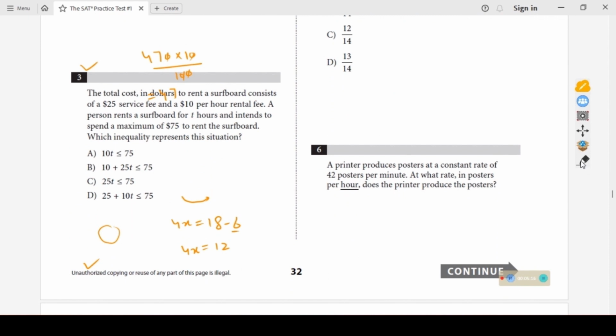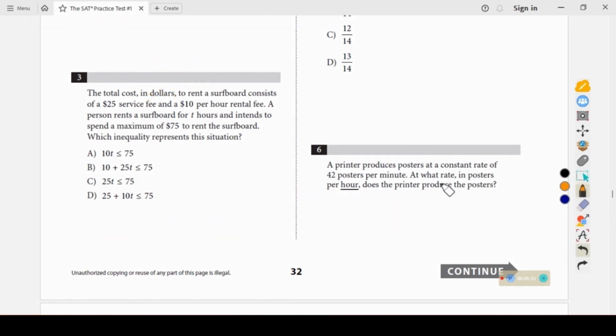Our third MCQ is, the total cost in dollars to rent a surfboard consists of a $25 service fee. Here $25 is the service fee and $10 per hour is the rental fee. A person rents a surfboard for 40 hours and intends to spend a maximum of $75 to rent the surfboard. Which inequality represents this situation?